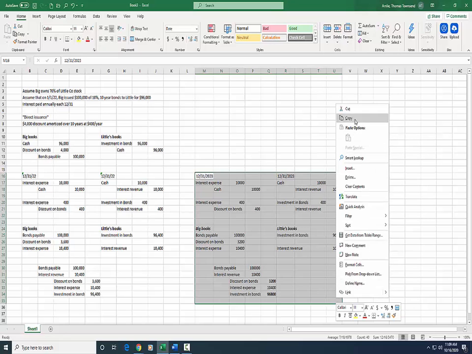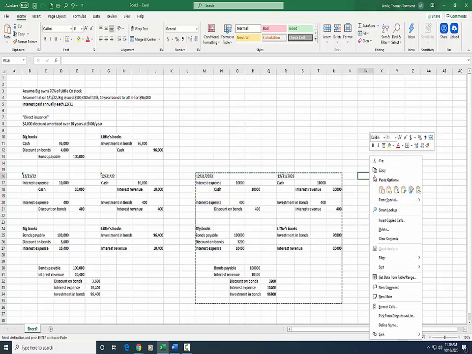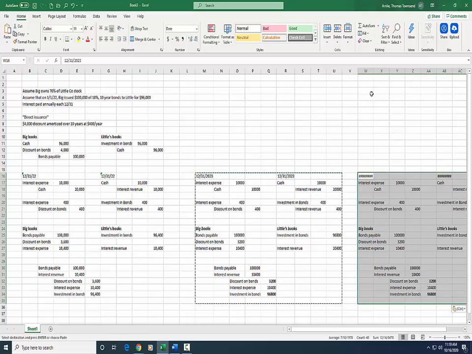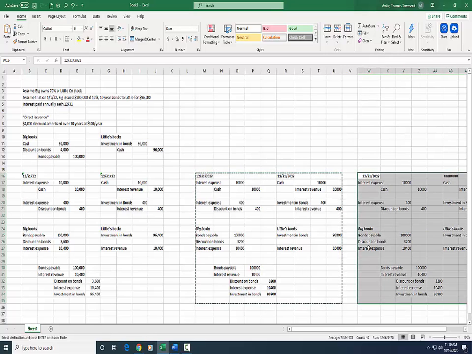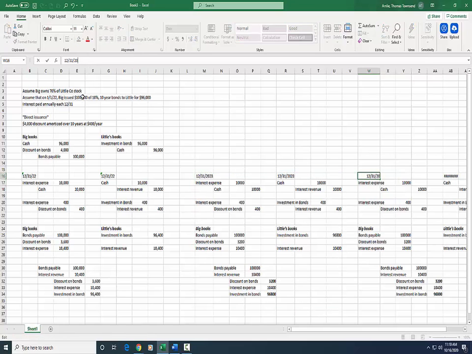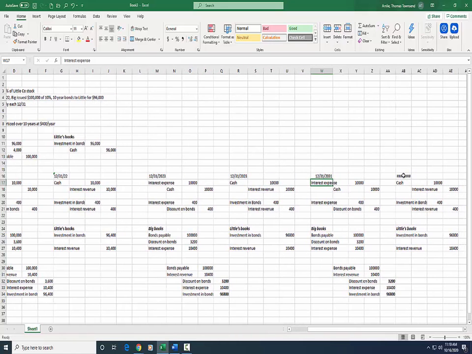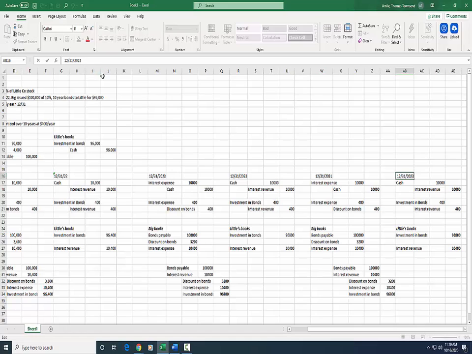I'm going to get my dirty little secret here. I'm going to count on my fingers. So these things were issued at the beginning of 2022. So 22, 23, 24, 25, 26, 27, 28, 29, 30, 31. So 12/31/31. We would do this exact same entry again.